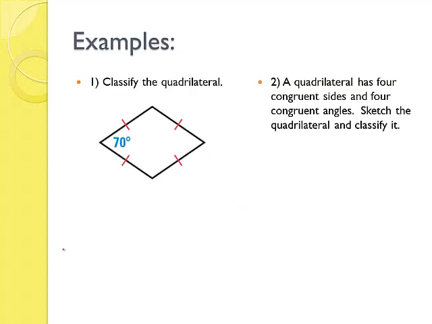Okay, here's our first example. It says classify the quadrilateral. Looking here, we see the labeling. We have 4 congruent sides. One of the angles is labeled as 70 degrees, and you can technically figure out all the other ones once you know about the actual figure itself. Since it has 4 congruent sides, the most apt name for it is a rhombus. Once you know it's a rhombus, you can follow suit for all of the other properties that are associated with a rhombus and a parallelogram as well.